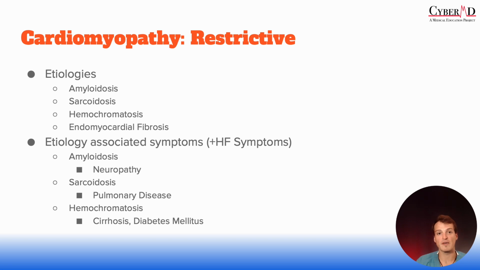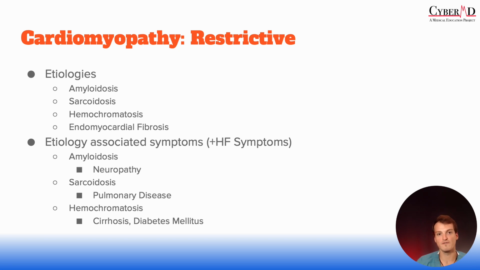You could also have a patient who has sarcoidosis, a systemic granulomatous disease that can affect all kinds of different organs. Classically, it's going to include the heart and the lungs, so you'll see that these patients have this restrictive cardiomyopathy pattern, but they also have simultaneous pulmonary disease.